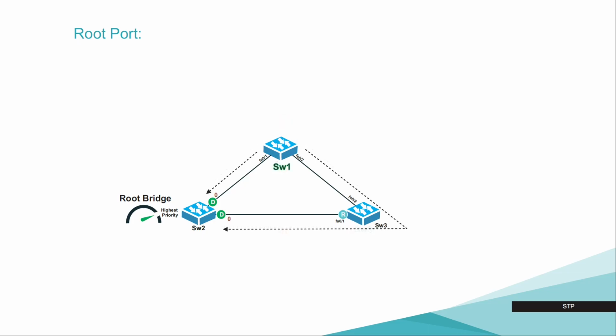After that, we're gonna do the same thing for switch 1. Switch 1 has two paths to reach the root bridge. The first path with cost 19 and the other path with cost 38. In that case, the path with path cost 19 will win and become the root port.